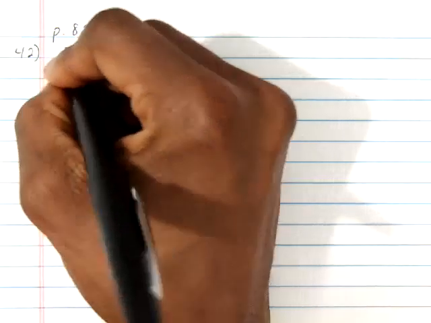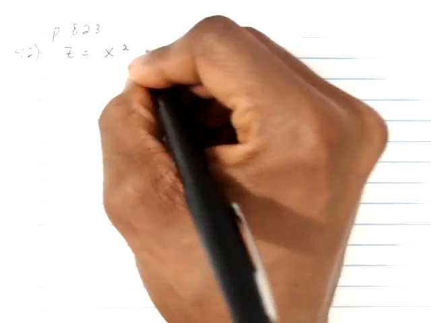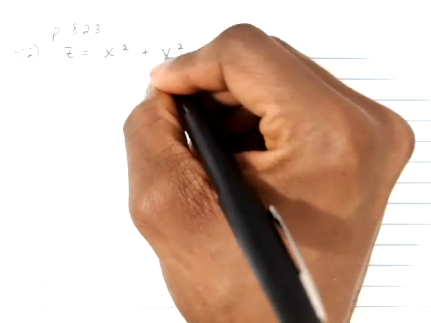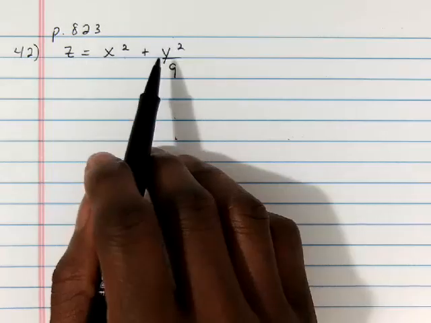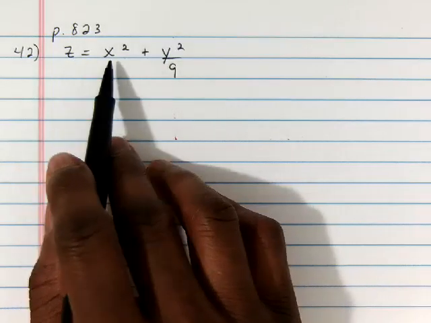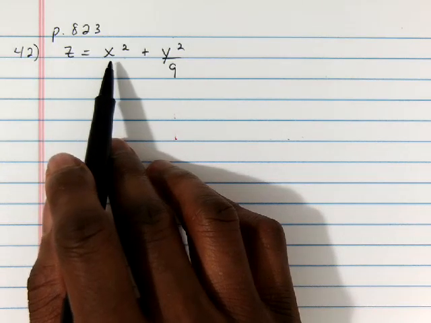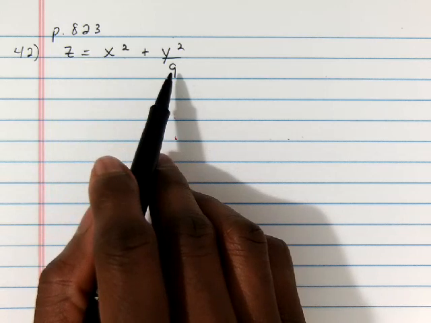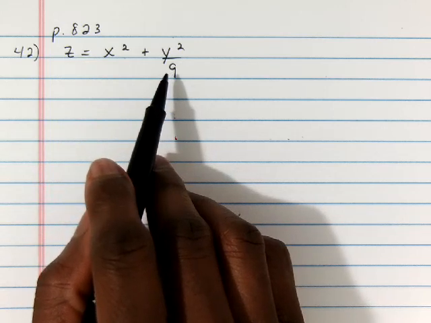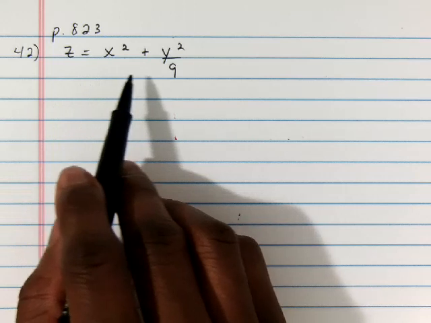We're going to start with number 42, which is z equals x squared plus y squared over 9. Now, if I put in y equals 0, I get z equals x squared, so I get a parabola. If I put in x equals 0, I get z equals y squared over 9, which is also a parabola. So I'm getting these parabolas that open up when I look in both of those.